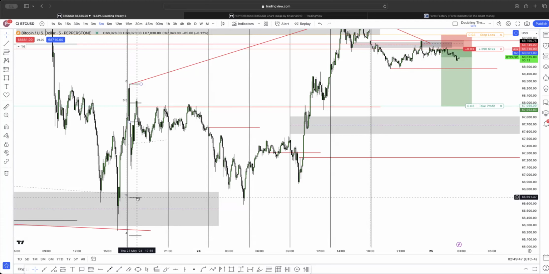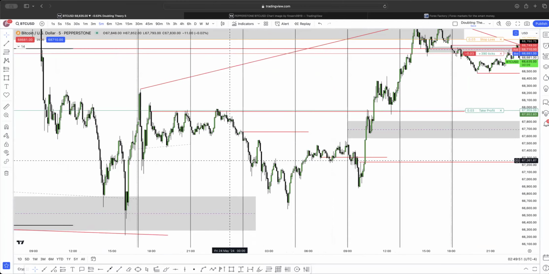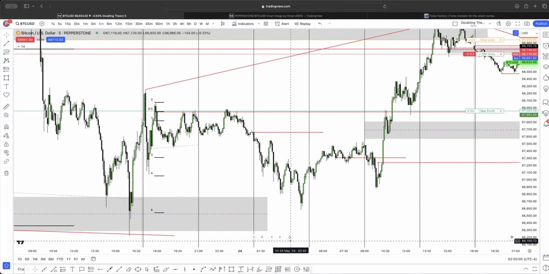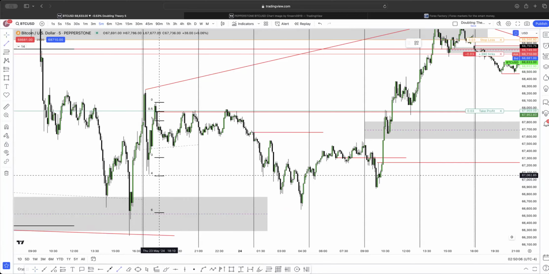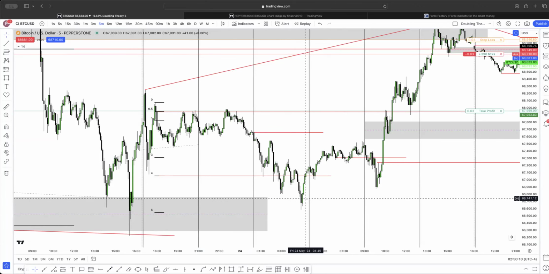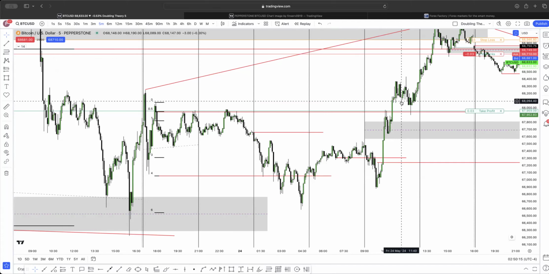I will use a proper structure point that got mitigated. So that is the one associated with the SMT divergence here. This swing low made that swing high. See that? That is going to give me the projected low here. That's my target. Goes a bit more, that's okay. And then from that point onwards, we're looking for the reversal.